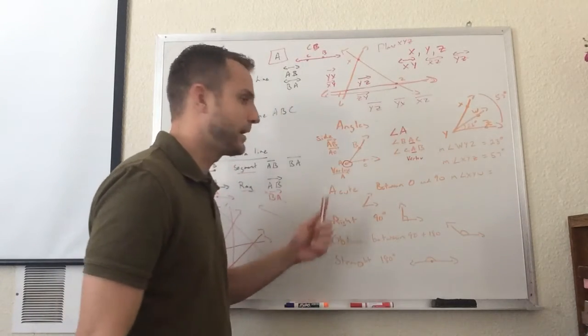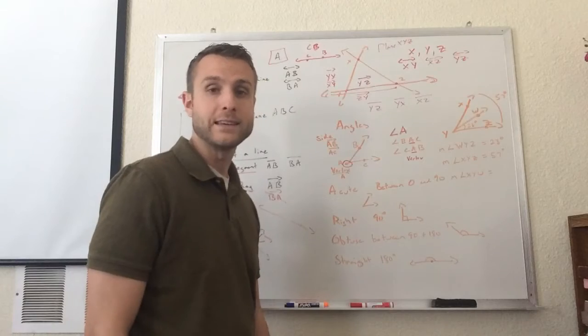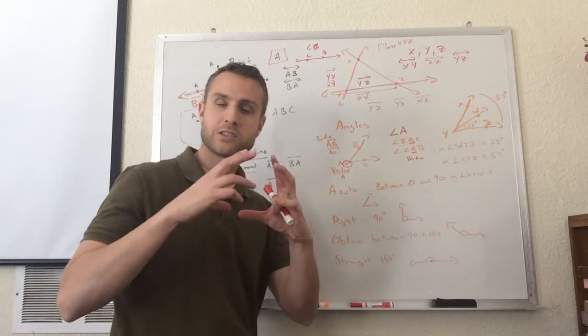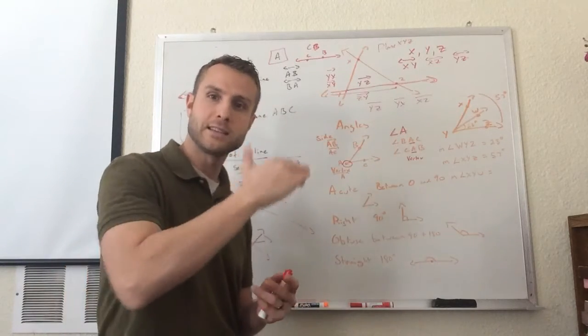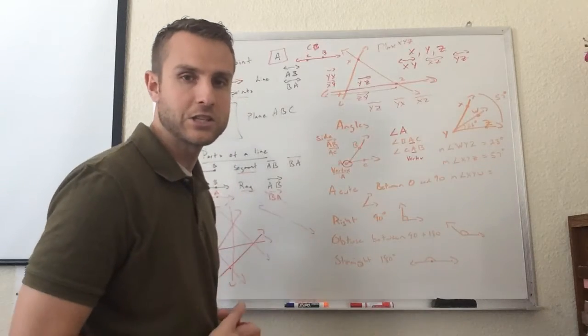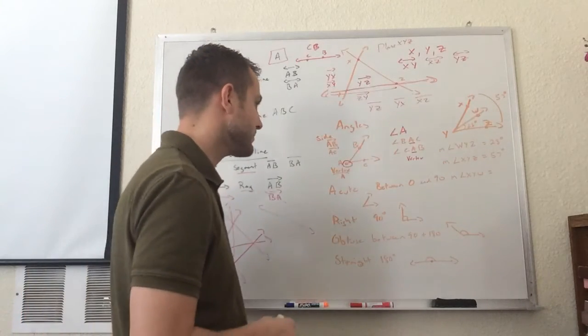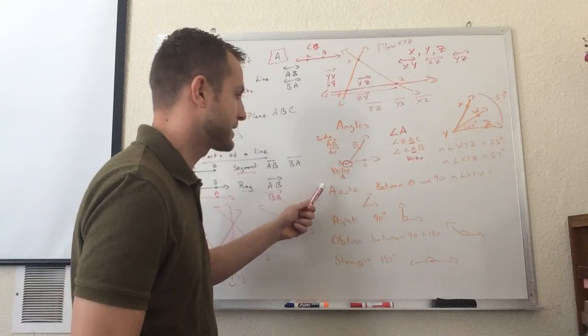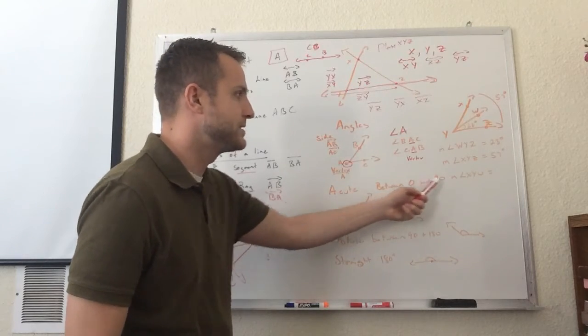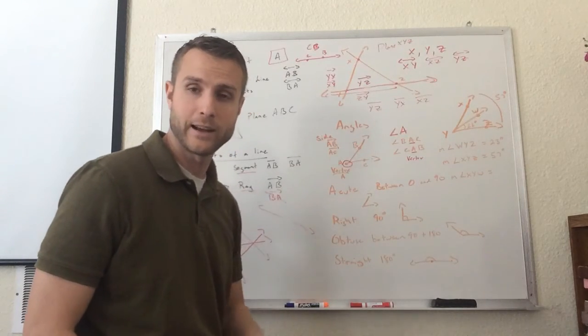But when I'm measuring an angle, I measure it in what we call degrees. All degrees are is when I take a circle and I divide it into 360 different sections. Each section is a degree. So there are 4 different types of angles. If an angle is between 0 and 90 degrees, we call that acute.